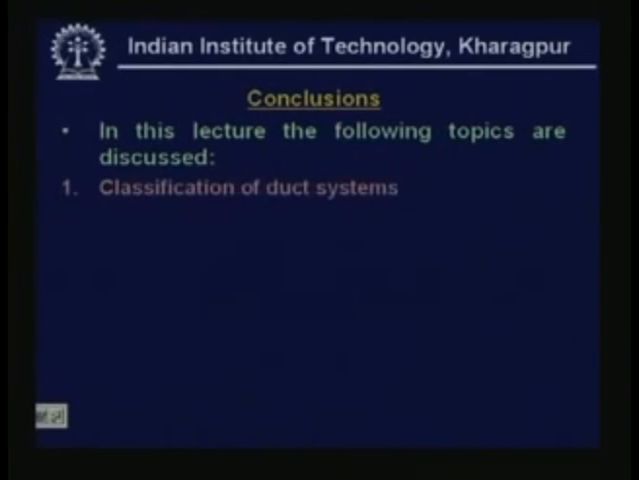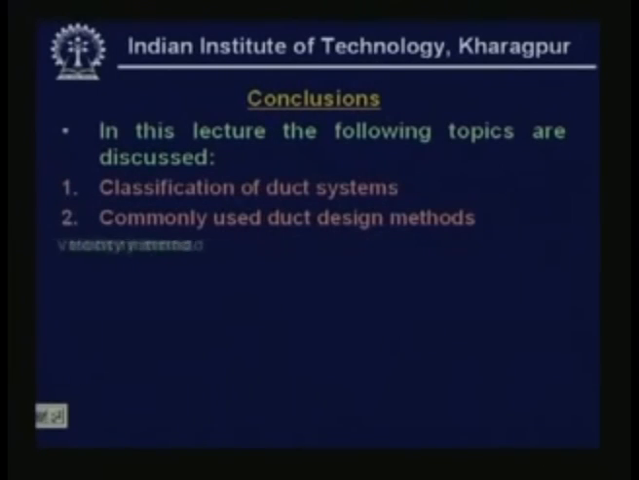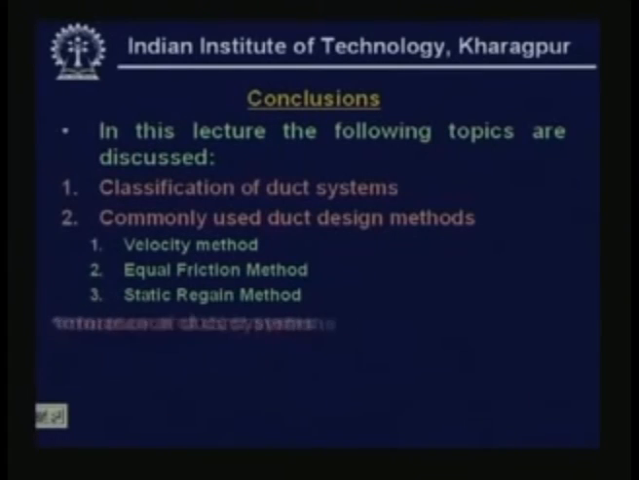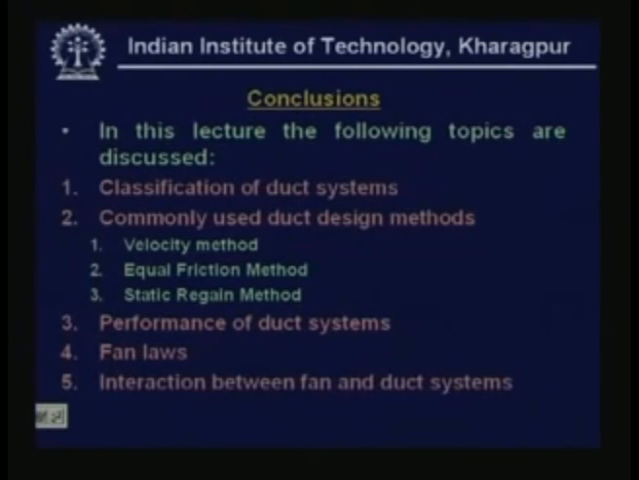Let me quickly summarize what we have learned in this lesson. In this lecture the following points are discussed: classification of duct systems, commonly used duct design methods, that is velocity method, equal friction method and static regain method. Then we have also discussed very briefly the performance of duct systems. Then we have discussed fan loss and what is the use of fan loss, and finally we have discussed very briefly the interaction between fan and duct systems. At this point I end this lecture and I continue this in the next class. Thank you.